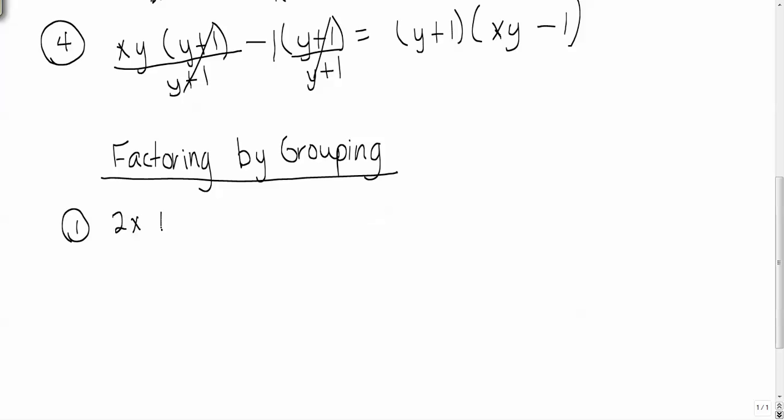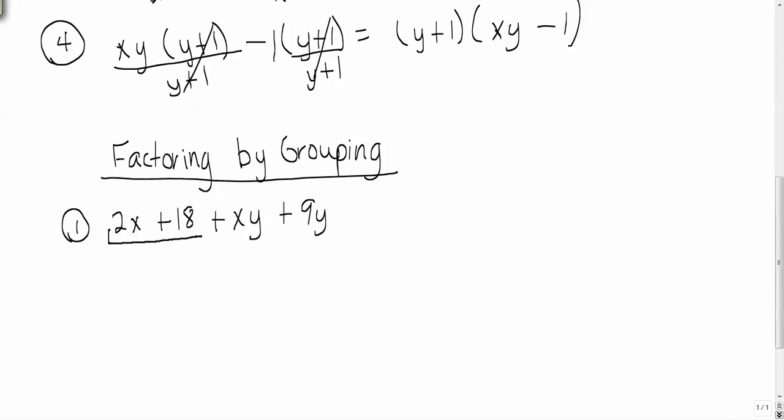plus 18 plus xy plus 9y. Okay, now there's not a greatest common factor for every term, so you can't factor out a greatest common factor. So what we're going to do here is factor by grouping.